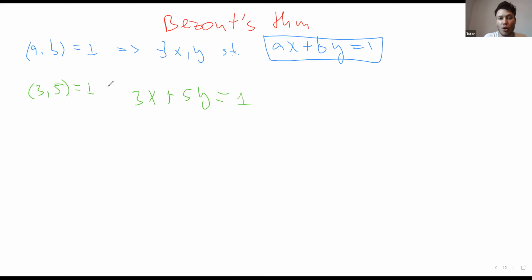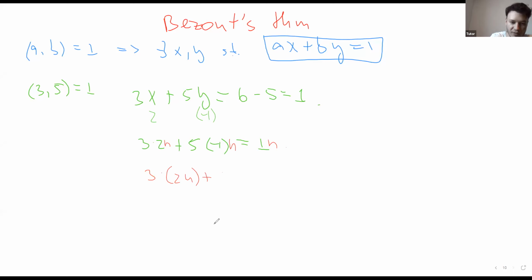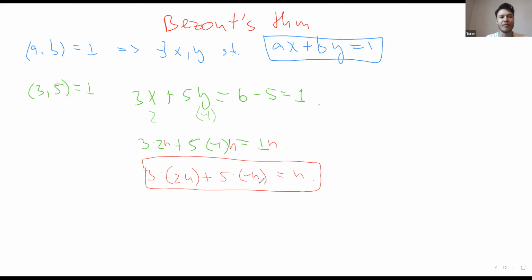So the question is, what other numbers can I get? And can I get 1? Because 1 is the most special one. And it turns out, in this case, if you think carefully, if you use 2 and, for example, minus 1, then you're going to get 6 minus 5, which is 1, right? Which is cool. So we know that 3 times 2 plus 5 times minus 1 is equal to 1. So I can multiply this by n and I'm going to get n. So 3 times 2n plus 5 times minus n is going to give me n. So basically, I can get any number n from 3s and 5s.